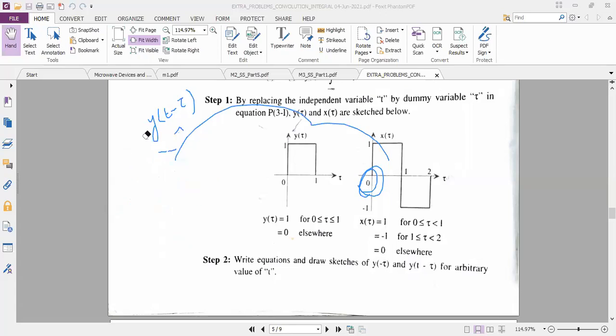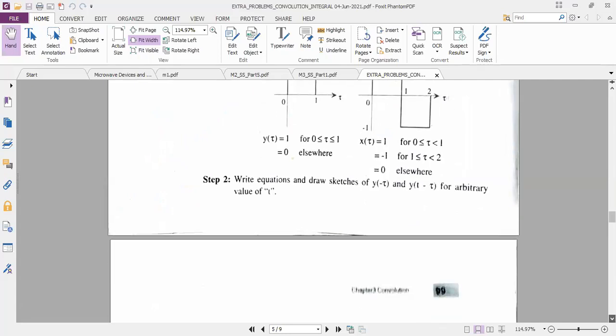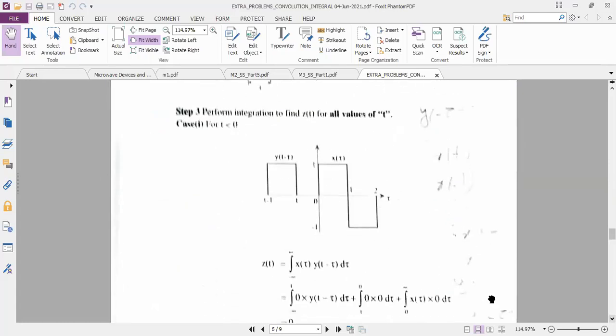So t less than 0, because there is no common portion or overlapping. So I cannot get the output. One signal is having 0 amplitude, the other signal is having 1 as the amplitude. So I won't get any output when t is less than 0. That one only I have mentioned here.